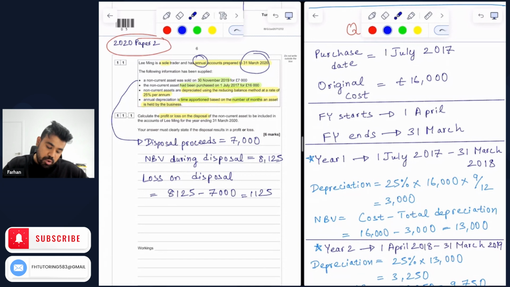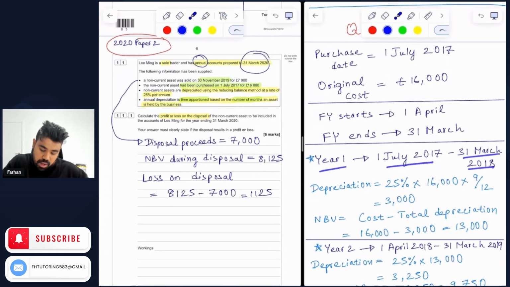So on the right hand side, I've done all the workings. We understand that the purchase date is the 1 July 2017 and the original cost for the asset is £16,000. Based on the very first line of the question, which says that annual accounts are prepared to 31 March 2020, we can understand that Li Ming's business has a financial year which starts on 1 April and ends on 31 March of the following year.